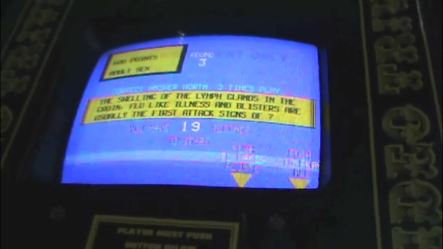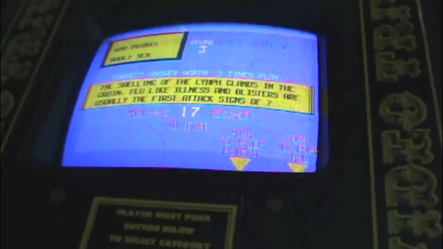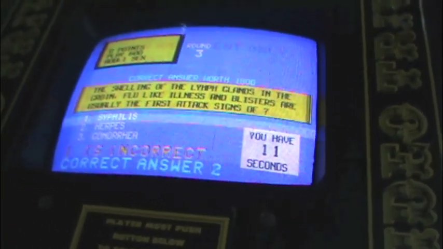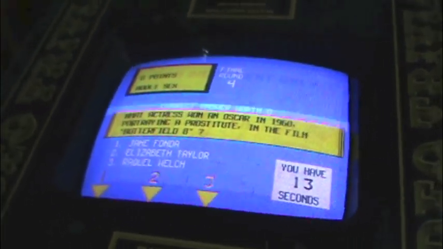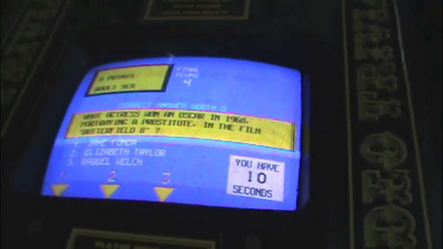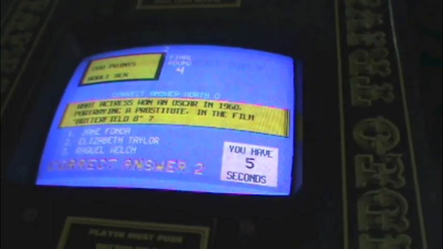The swelling of the lymph glands in the groin, flu-like illness and blisters, are usually the first attack signs of... I think it might be syphilis. No, it's herpes. Huh. I lost all my points. What actress won an Oscar in 1960 portraying a prostitute in the film Butterfield 8? Liz Taylor? Yep. Okay, second game. I lost.